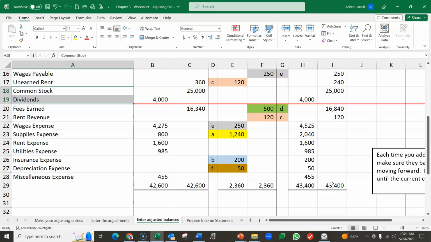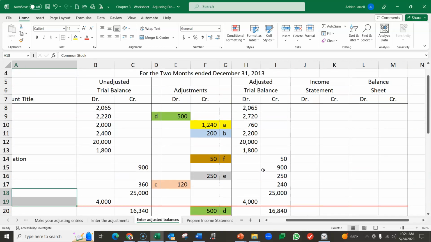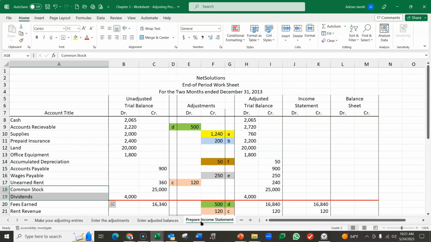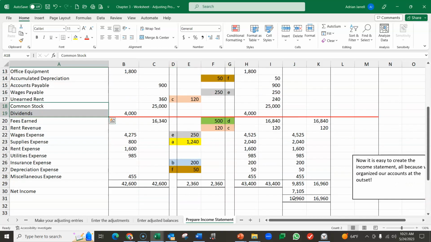Okay? Now I have my unadjusted balance, my adjusted trial balance. I'm going to prepare the income statement. All I have to do is bring these two columns over here into this section. So there you are. I've got my income statement here. I'm going to add one more line down here and call this net income.